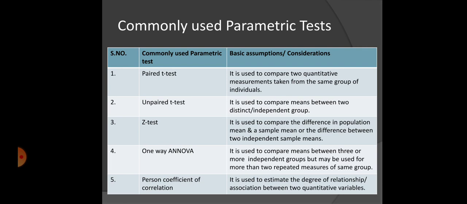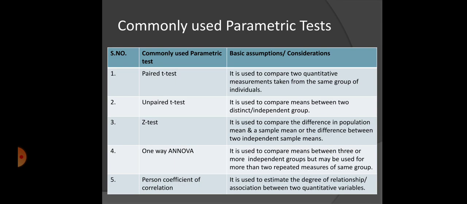So, what is paired t-test? It is used to compare between two quantitative measurements. That is, if we measure two quantitative measurements, we will use paired t-test. The unpaired t-test is used to compare between two independent groups. If we compare two independent groups, or two social groups, or two pupil groups, we use unpaired t-test. The z-test is used to compare the difference in population mean and sample mean, or the difference between two independent sample means.